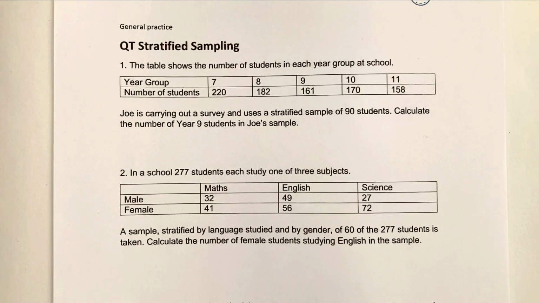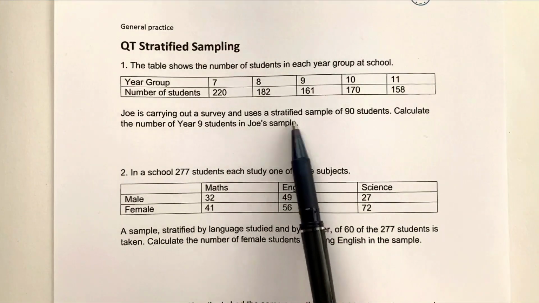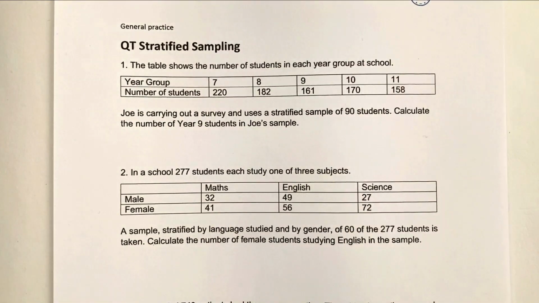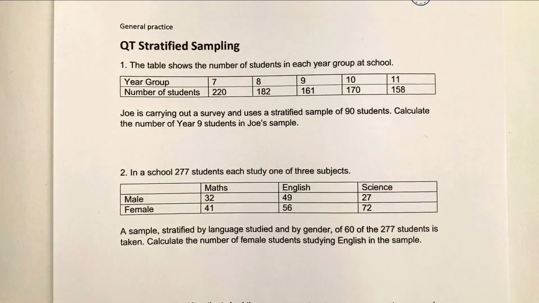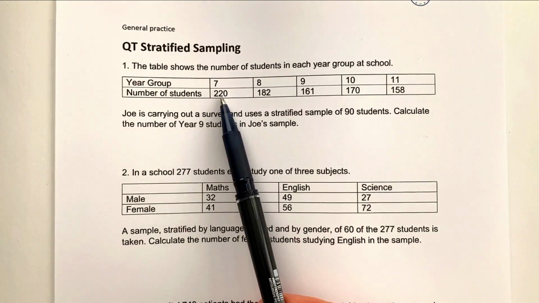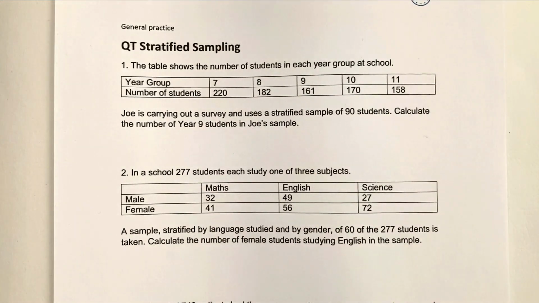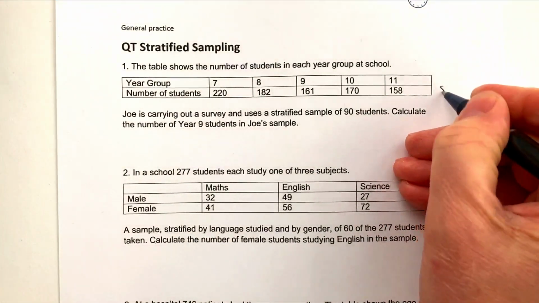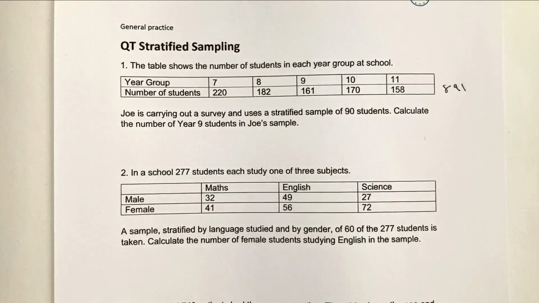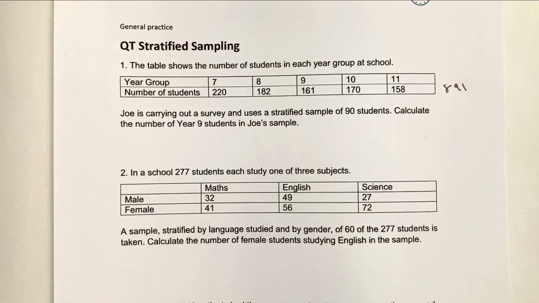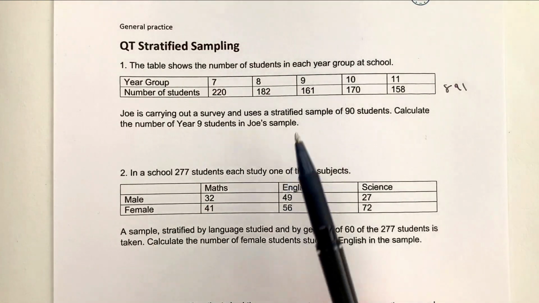Okay, so Joe is carrying out a survey and uses a stratified sample. So what that means is that at the moment in year 7, we've got 220 students. Now, if we add up all of these students in the whole school, it means that we've got 891 students in this particular school, of which 220 are in year 7, 182 in year 8, 161 in year 9, and so on.